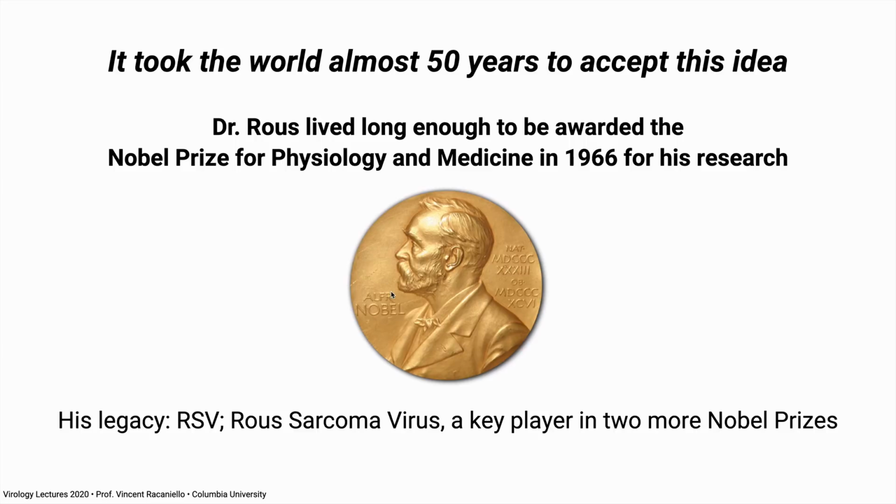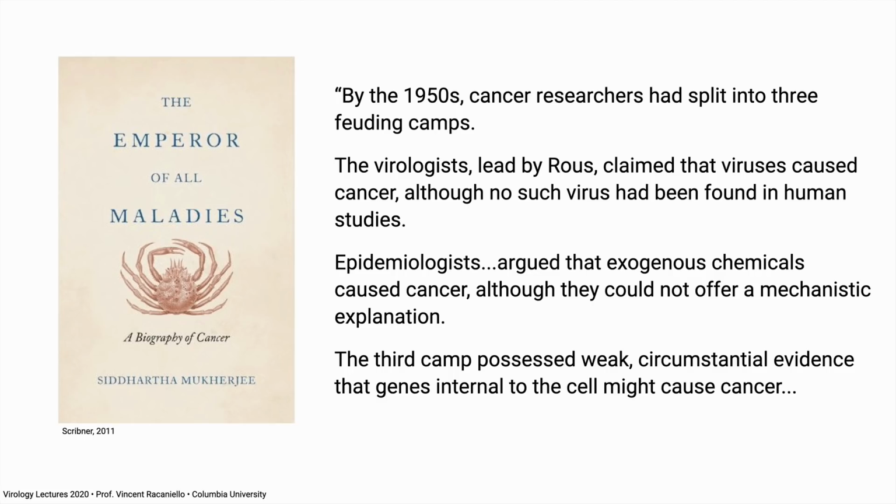And his virus was called Rous sarcoma virus. Rous, his name, sarcoma, that's what it caused in the chicken. And you will see, in addition to his Nobel Prize, 2 other Nobel Prizes were awarded for working on his virus. And I want to tell you the story of that in the beginning of today. And I'm going to tell it to you by reading a few passages from this wonderful book, The Emperor of All Maladies by Siddhartha Mukherjee.